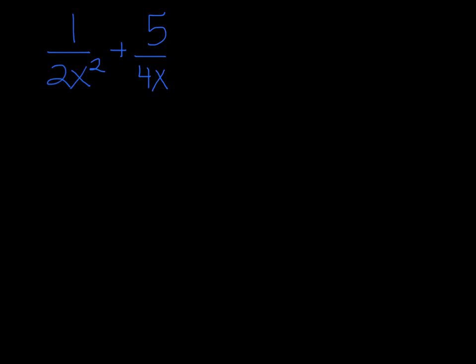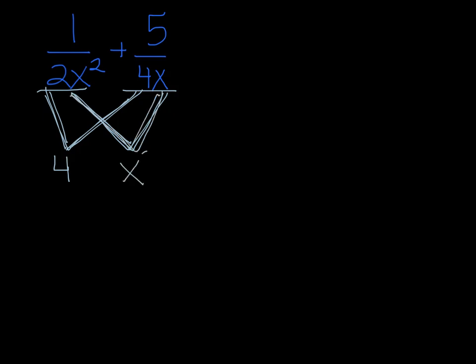Alright, here's one. It's 1 over 2x squared plus 5 over 4x. We don't have a common denominator, so we have to figure out what both of these have in common. When you do that, split it up into the constants and then the variables. So we've got 2 and 4. 2 and 4 both go into 4. And then we have x squared and we have x. x goes into x squared because x squared is x times x. So our lowest common denominator is going to be 4x squared.